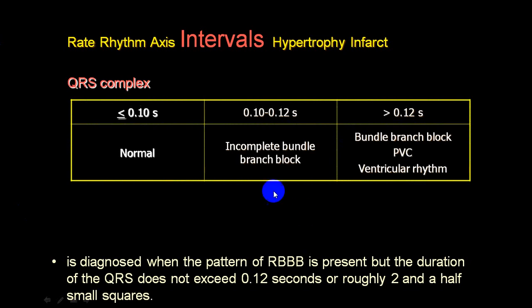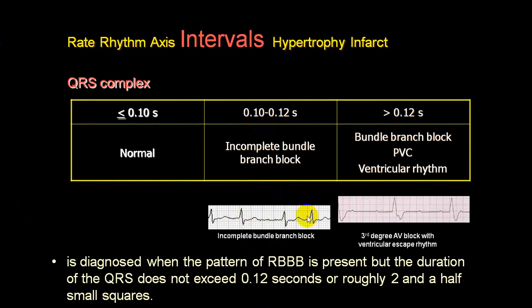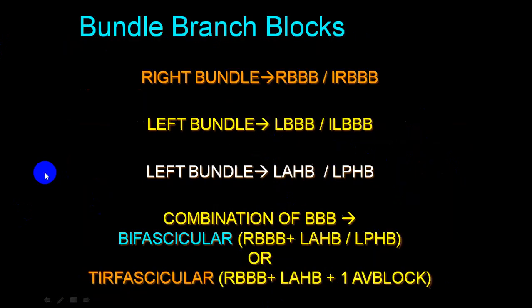You can see here, we already told you if it is between 0.1 to 0.12, this is incomplete bundle branch block. And if it is more than 0.12, it is bundle branch block or a ventricular rhythm. Do remember this.